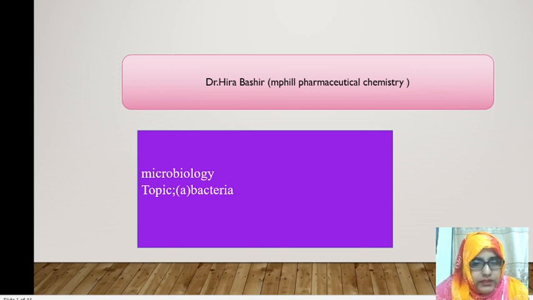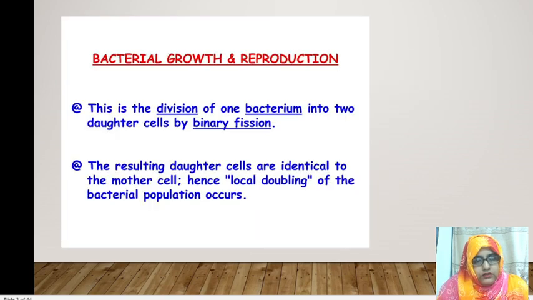And today we will discuss bacteria. As we know, bacteria is a microorganism. We have discussed earlier that it is a prokaryotic species which is very small in size, and we use a microscope to see this microorganism. To continue our discussion, we will discuss here the growth and reproduction of bacteria.